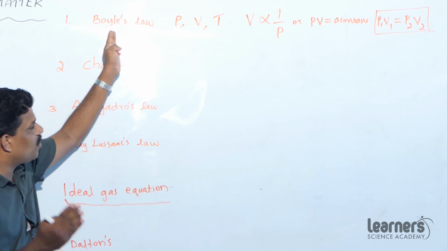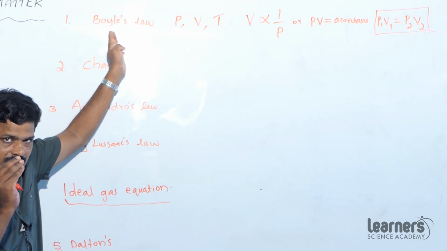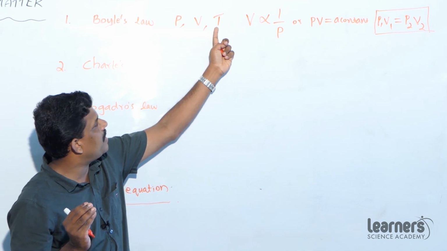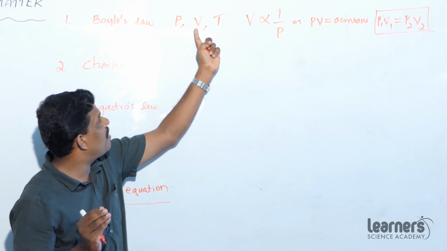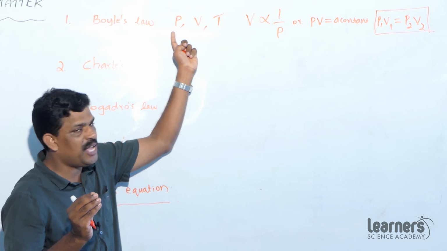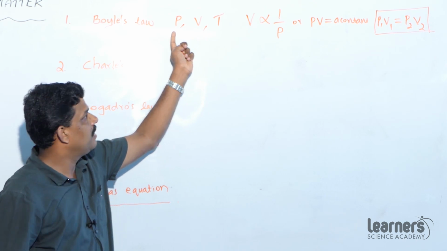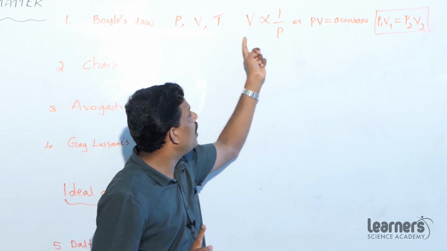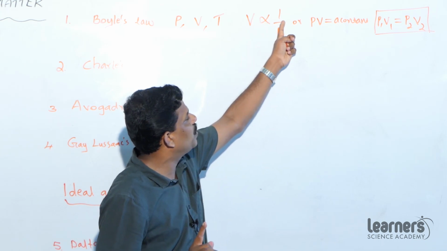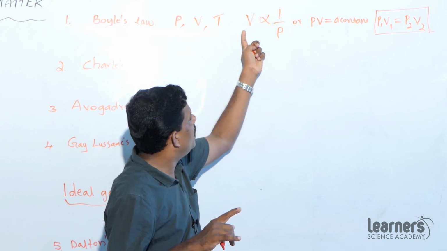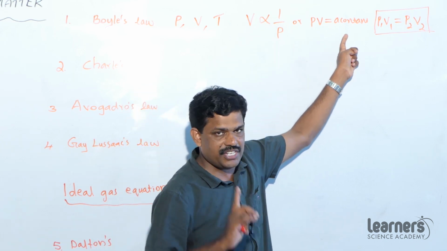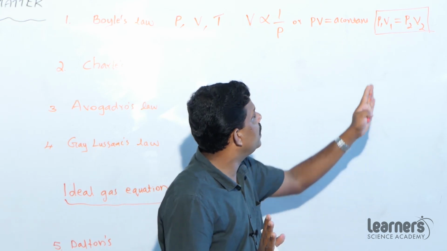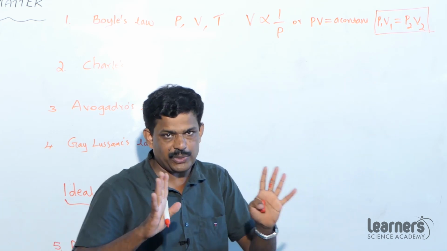Again, Boyle's law states that for a given mass of a gas, when temperature remains constant, volume is inversely proportional to pressure. That is, V proportional to 1 by P, or PV proportional to 1. That is, PV is equal to a constant. From this, we have the relation P1 V1 is equal to P2 V2.